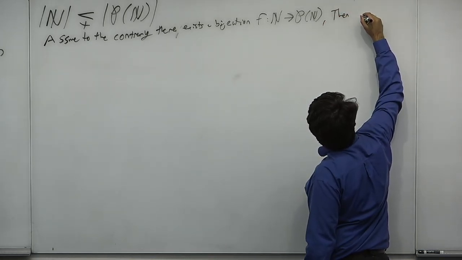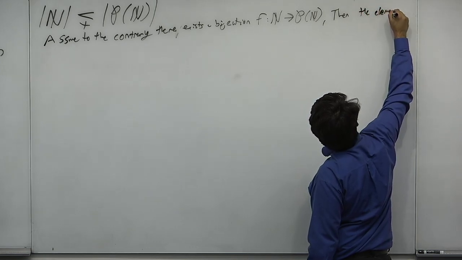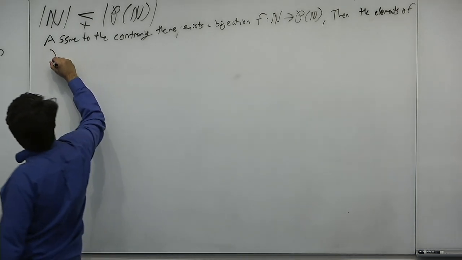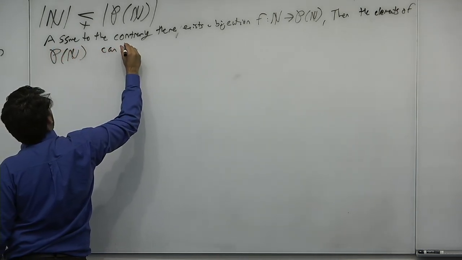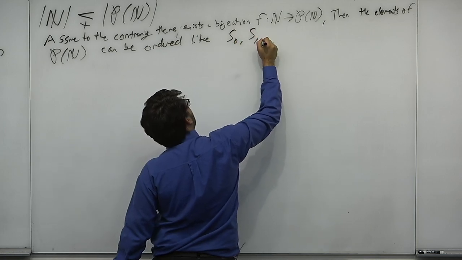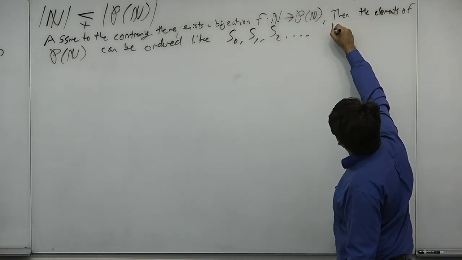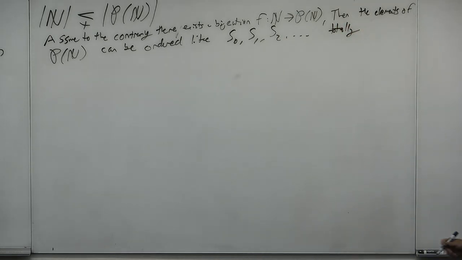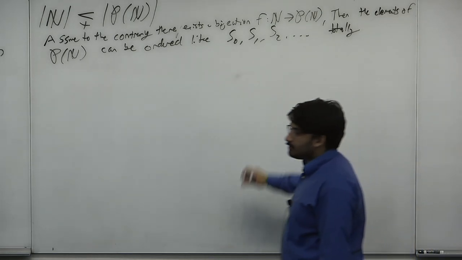Then the elements of the power set of the naturals can be ordered like S0, S1, S2, totally. So what we're saying, assume to the contrary, is that the power set of the naturals is countably infinite. If a set is countably infinite, you can list it in an order. The order is total. Every element appears in the order exactly once, at most once and at least once. So every element of the power set of the naturals, every subset of the naturals, exists in this ordering S0, S1, S2, okay? You could put them in a line.